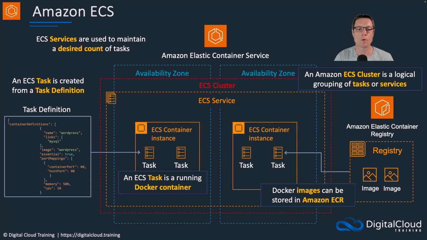Now there's a concept called an ECS container instance. And depending on how we're utilizing ECS, this either exists or it doesn't. It doesn't when we're using something called AWS Fargate. We'll go into the details shortly, but that's a serverless service, which means we're not managing any of the underlying infrastructure. If we're not using Fargate, we're using something called the EC2 launch type.